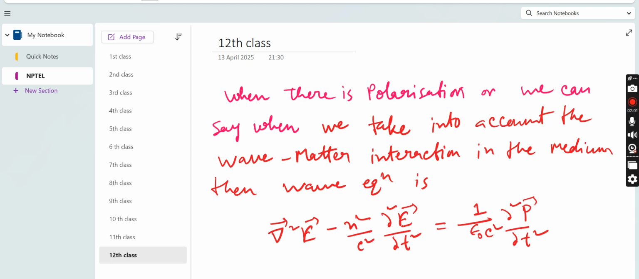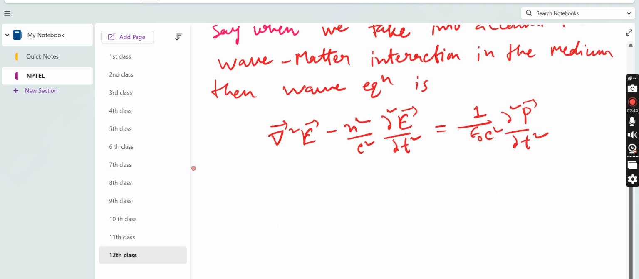The whole equation became like this. So here we can say that this will be one as chi. And it looks like this.